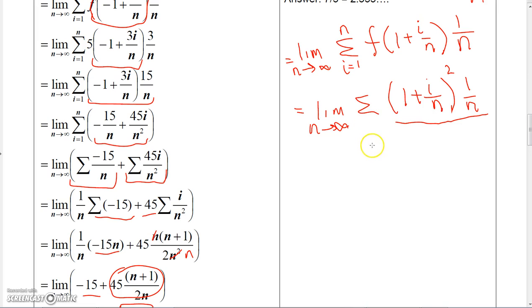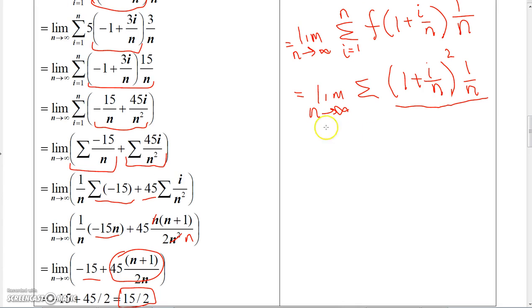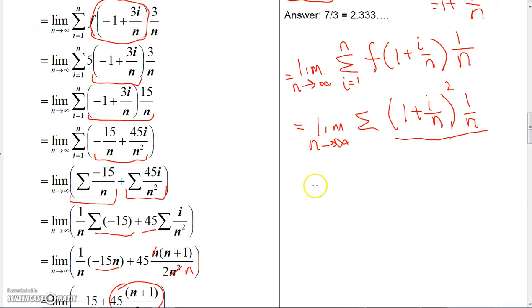And then it should simplify into some sort of expression such that when you take the limit as n goes to infinity, you should be able to evaluate that limit. And ultimately, if you do the right steps, you're going to get 7/3 for the answer. And so that's pretty much it on this video, and I'll do some more examples on the next one.